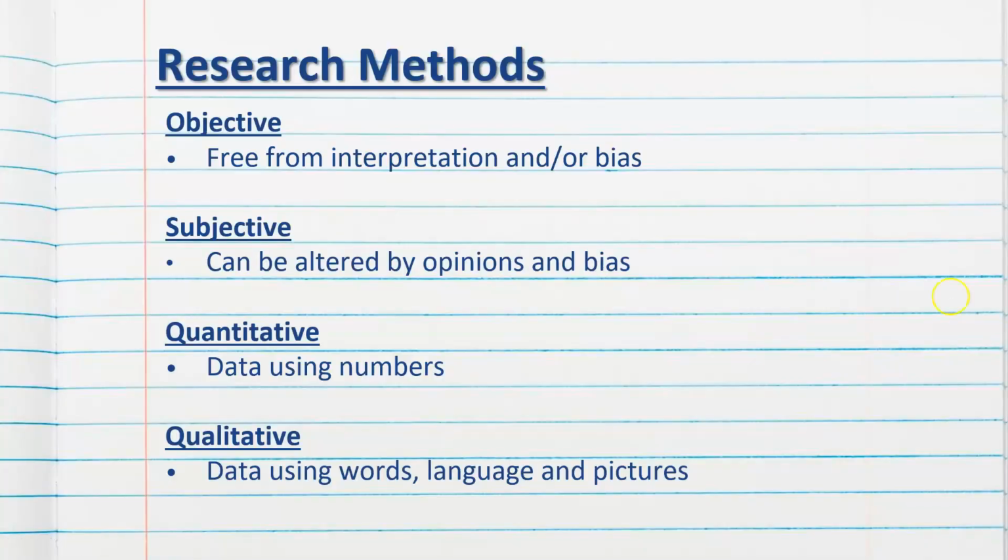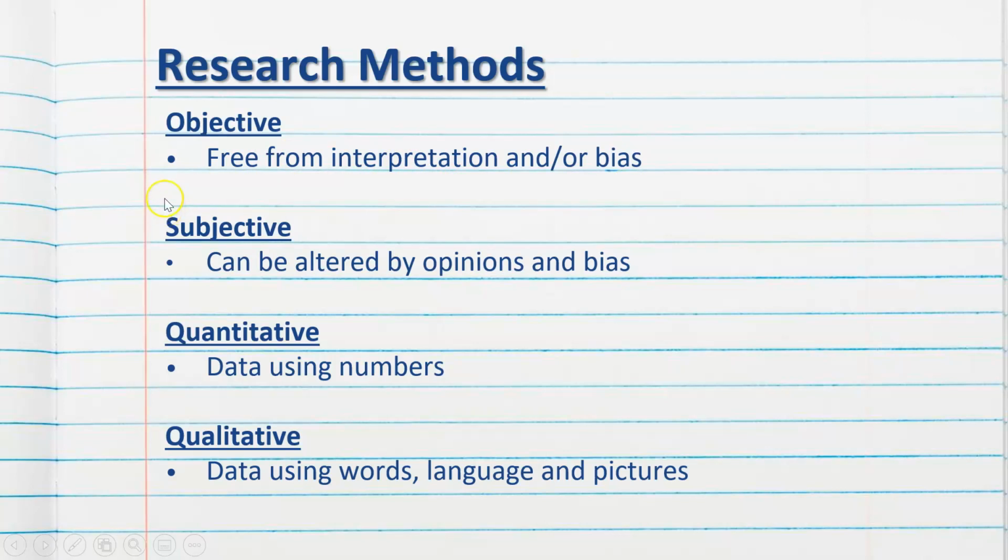So to make it easier, let's go through what these terms actually mean. So objective, if something is objective, it means it's free from interpretation and or bias. We can't object to the results, in other words, hence the term. They are unable to be objected to. They're the results and that's it. Okay, so free from any interpretation or opinion or bias.